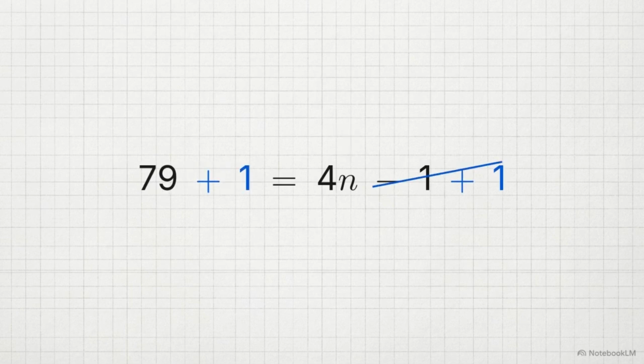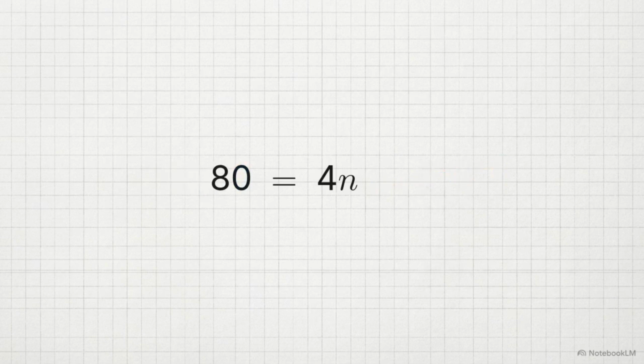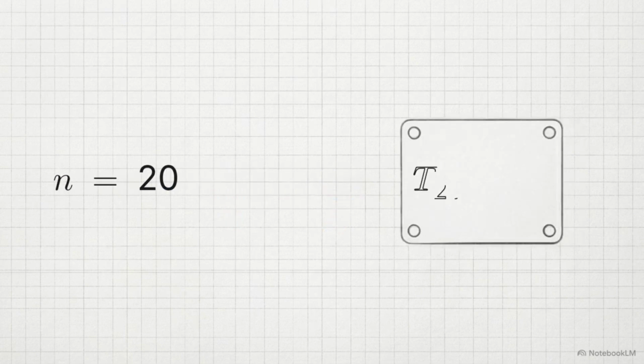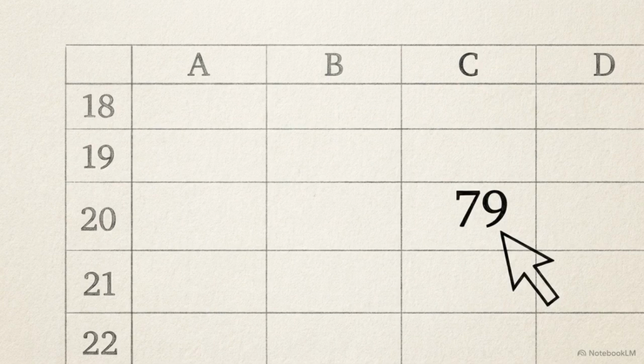To isolate n, we first add 1 to both sides. That gives us 80 equals 4n. Finally, we divide by 4. 80 divided by 4 is 20, which tells us that the 20th term in our sequence is 79. This linear algebra allows us to find the exact location of any value within the pattern.